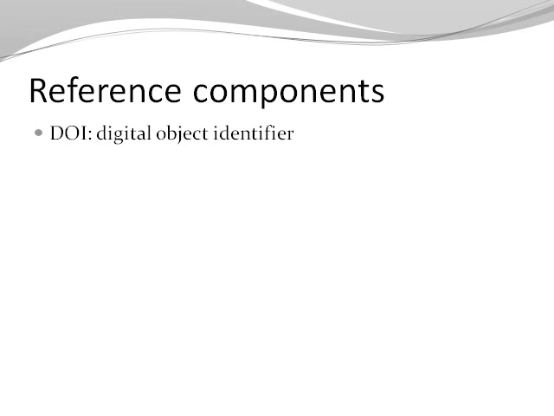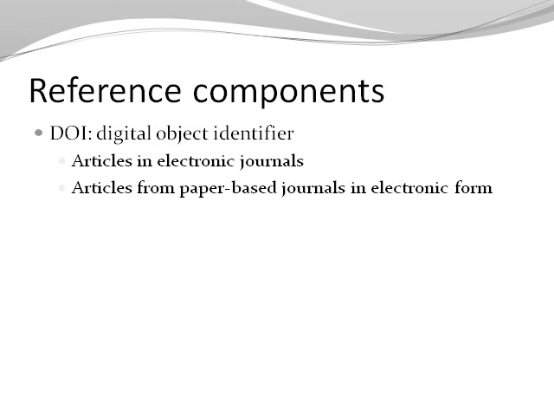Some kind of newer stuff in terms of identifying the source of information, the locator information, including a DOI, Digital Object Identifier, is a fairly new thing. And you want to do that for any articles that you find in an electronic journal. If it's a fully online journal, you want to cite the DOI. Also for articles from paper-based journals that are in electronic form.